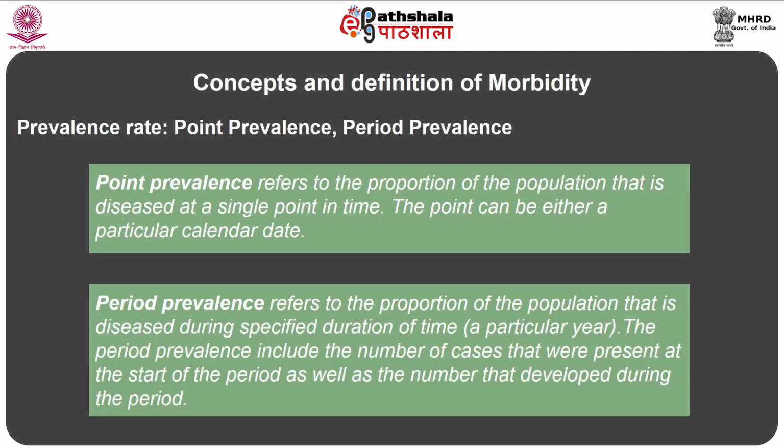Point prevalence refers to the proportion of the population that is diseased at a single point in time. The point can be a particular calendar date. Period prevalence refers to the proportion of the population that is diseased during a specified duration of time, such as a particular year. The period prevalence includes the number of cases that were present at the start of the period as well as the number that developed during the period.